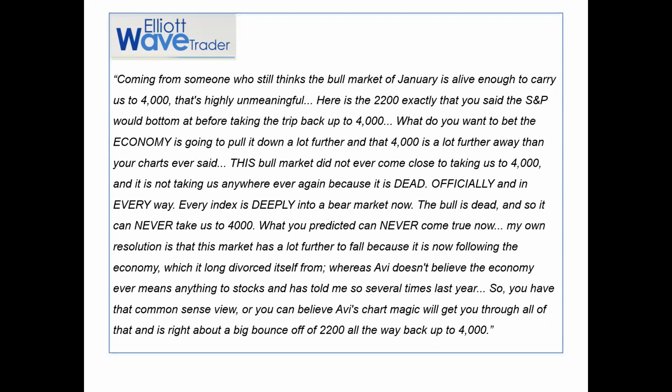Officially and in every way, every index is deeply into bear market now. The bull is dead, and so it can never take us to 4,000. What you predicted can never come true now. My own resolution is this market, yada, yada, yada. So you have that common sense view, or you can believe Avi's chart magic will get you through all of that and is right about a big bounce off of 2,200 all the way back up to 4,000. I think you get the gist.